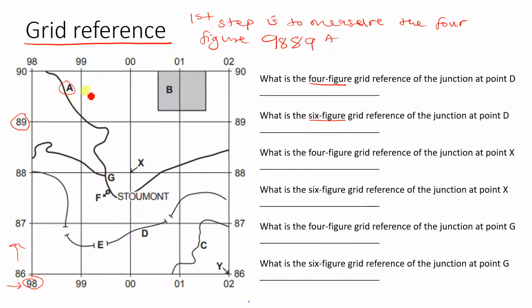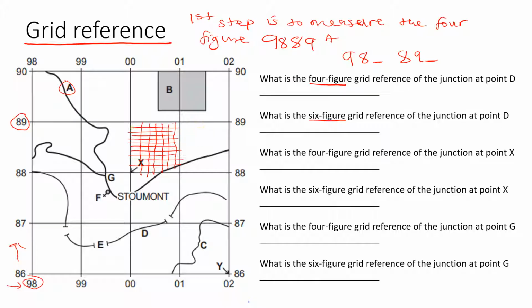Now, we need to find the 6-figure grid reference of the same point. So the first thing you should do is get your 4-figure like we've just done. So 9, 8, you should leave a space for the 3rd figure there. And 8, 9, you leave a space for the next one. So how do you do that? Now, each of these boxes, for you to get your 6th figure, need to be divided into 10 smaller lines, so you know the exact point where that feature is found. Now, the thing is, these smaller lines must be of equal distance from each other.